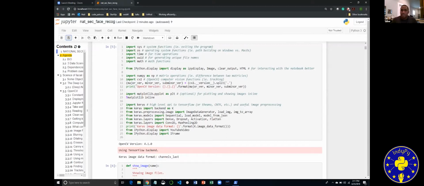Some other considerations: I'm using this on a Windows computer, but the code itself is not tied to Windows. The only thing tied to Windows is probably some of the file paths. Obviously, you're going to have to change the formatting of that. But other than that, all the code you see here can be used on anything.